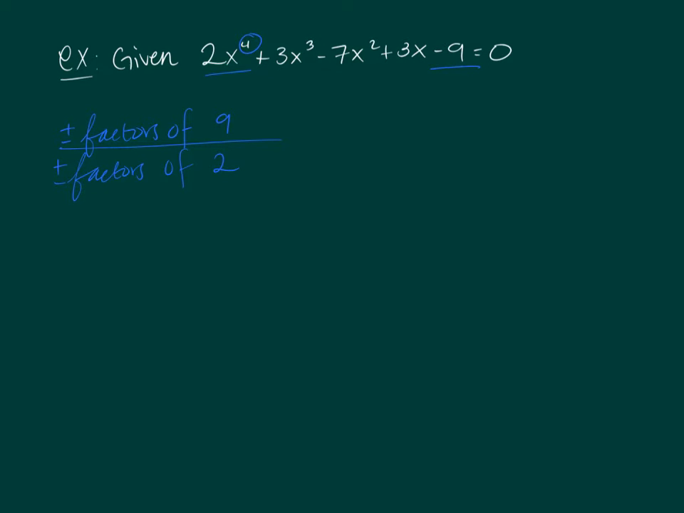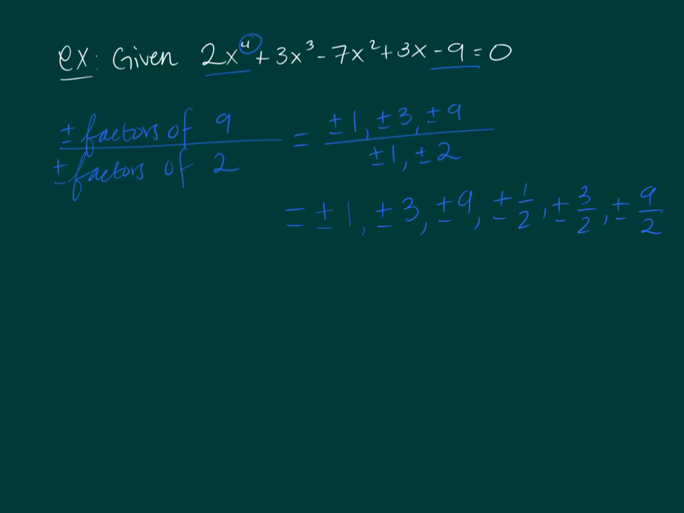of 9. The factors of 9 are 1, 3, and 9, so we get plus or minus 1, plus or minus 3, plus or minus 9. And the factors of 2 are 1 and 2, so plus or minus 1 and plus or minus 2. Now we have to compare each factor, so we take 1/1, 3/1, 9/1, 1/2, 3/2, and 9/2. So our potential factors are plus or minus 1, plus or minus 3, plus or minus 9, plus or minus 1/2, plus or minus 3/2, and plus or minus 9/2.